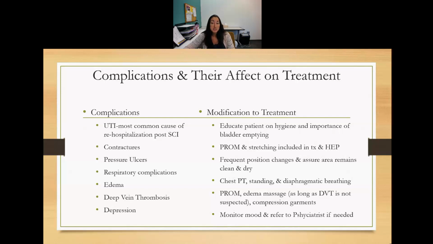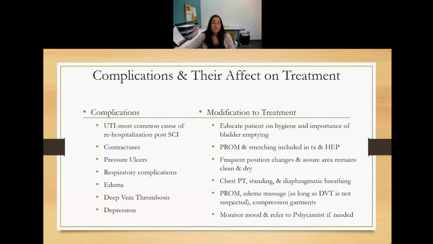And make sure you assess the area for skin breakdown, teach them to assess their area, and educate them on the importance of being clean and dry. If they have a diaper on or something, or if they've soiled themselves, they need to get that taken care of quickly because the skin breakdown will happen at a much faster rate if they do not.